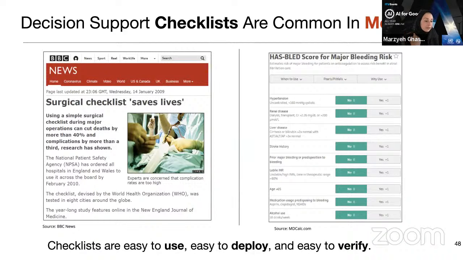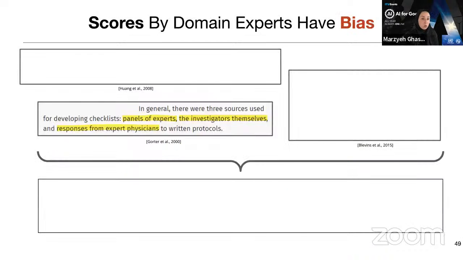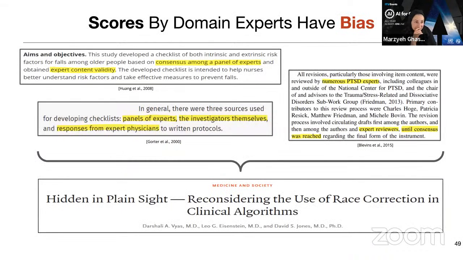What I mean by that is I don't have to somehow integrate my AI model into your EHR. I can just print out a piece of paper that has a list of things that you can check off that helps you with decision support. And so the problem with those, the scores that we use right now, the checklists we use right now, is that they are developed by humans. They're developed by a consensus often of a panel of experts who come together and say, in our experience, based on what we've read, based on what we know.